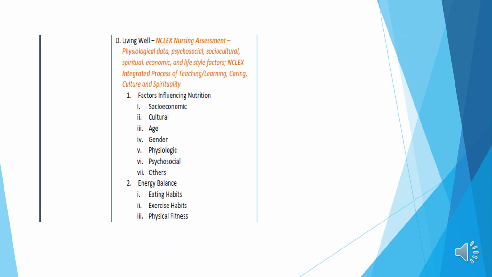And this is just the second page, a continuation of the previous slide, because the center column for D got cut off due to lack of space. So again, more concepts that are going to relate back to those unit outcomes. In other words, do you understand factors that influence nutrition, the socioeconomic, the cultural, the age, etc.? Do you understand energy balance and how energy is balanced with eating habits, exercise habits, and physical fitness? These are all concepts that you're going to be tested on.